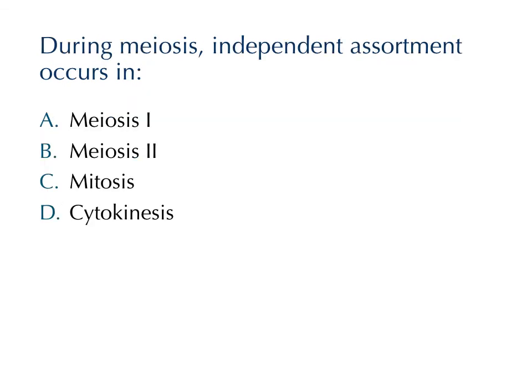During meiosis, independent assortment occurs in which stage? Meiosis 1, meiosis 2, mitosis, or cytokinesis. And all those recombination events are really occurring during meiosis 1. It's meiosis 2 that is the equational division, which is a lot more like mitosis. And we don't have those recombination events occurring either in mitosis or in meiosis 2.